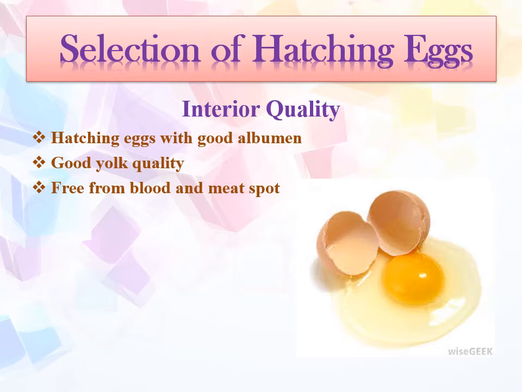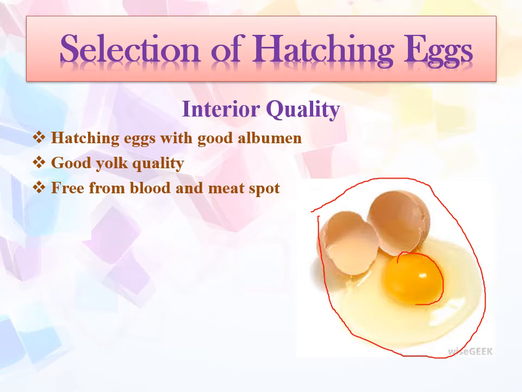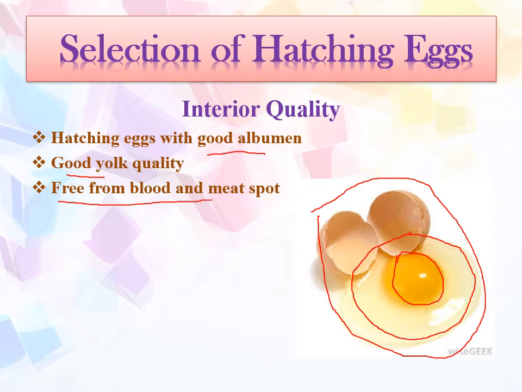And the last one is interior quality. Interior quality you can notice by candling. So here you can see, if the egg is broken, this is the ideal egg having a yellow colored mass, which is the yolk, and surrounding the yellow, the white, this semi-solid type of liquid white color, is called albumin. So by candling you can see all the interior parts very clearly, and by this you can decide the interior quality. So a hatching egg should have good albumin and good yolk quality. Also it should be free from blood and meat spots.